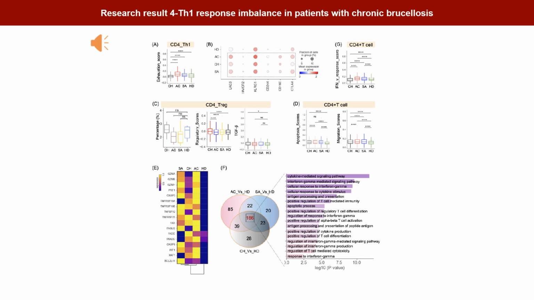It was found that Th1 cells have the highest exhaustion score in patients with brucellosis and highly express multiple inhibitory receptors, indicating the depletion of Th1 cells in brucellosis, especially for patients in the chronic phase. This may be related to inadequate control of persistent Brucella infection.